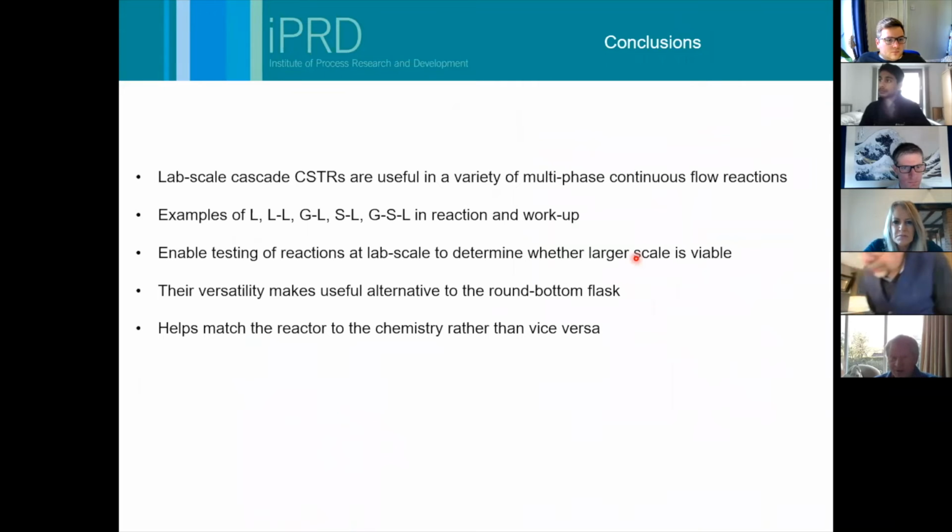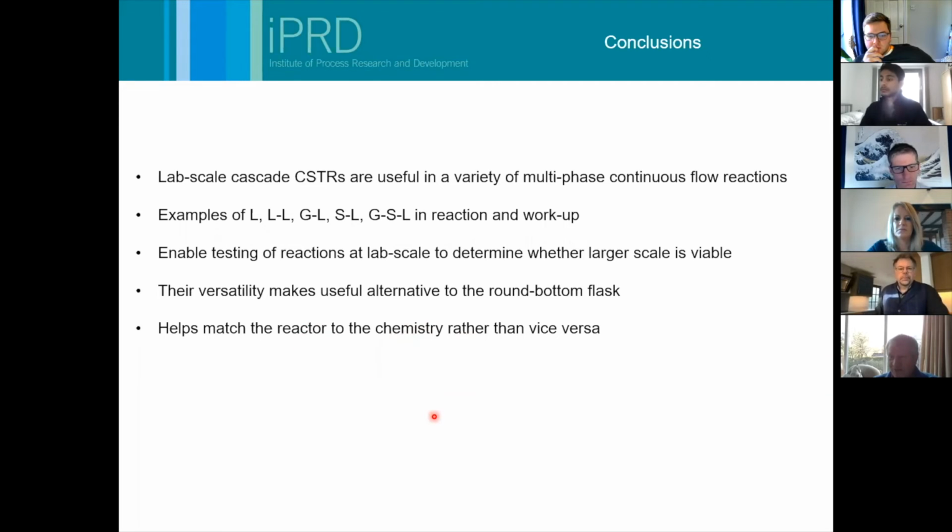Okay, so hopefully what you've seen from those examples are that the CSTRs, the fReactors used in Cascade, can carry out a range of different multi-phase flow. I've shown you a whole range of different combinations of gas, liquid, solid reactions. They enable testing of reactions at lab scale to determine whether larger scale is viable. I would say they make a really useful alternative to a round bottom flask, and they're intuitive to use, as Nick was saying. And I think overall what it helps you to do is to match the reactor to the chemistry rather than the chemistry to the reactor.